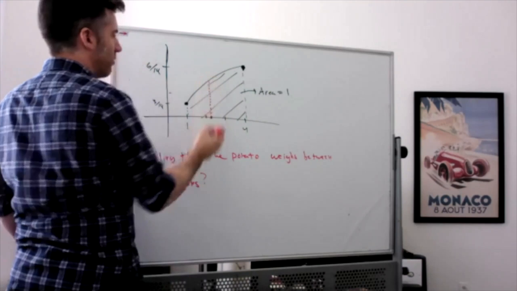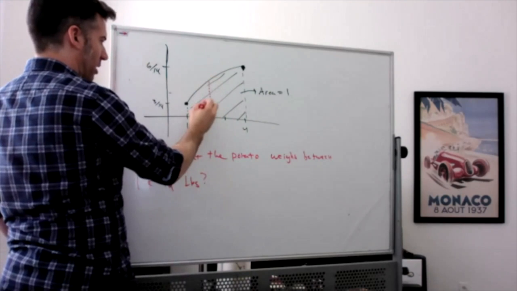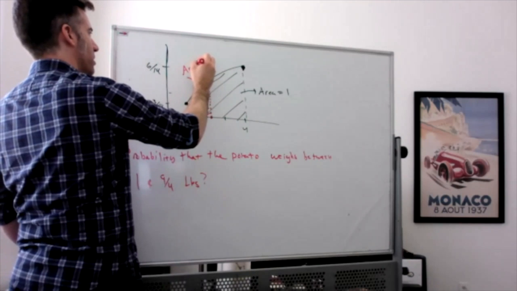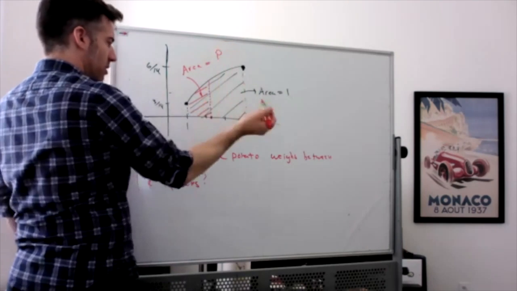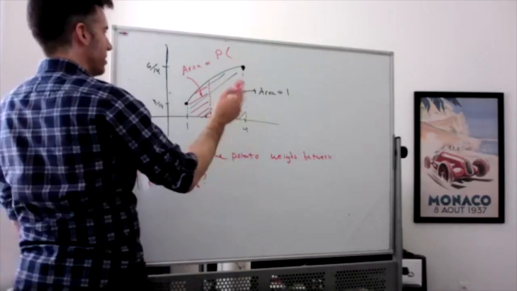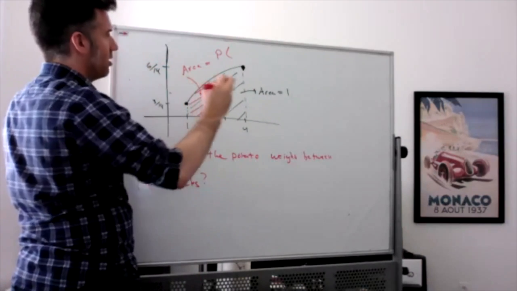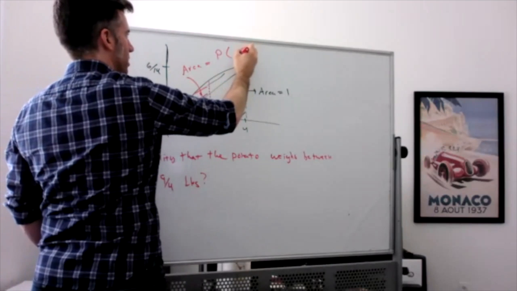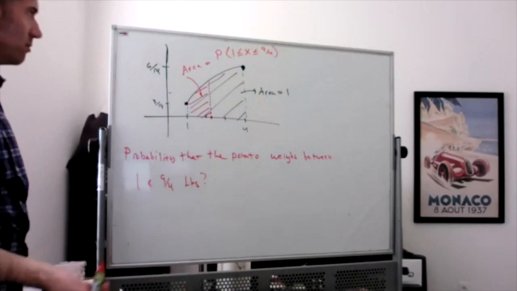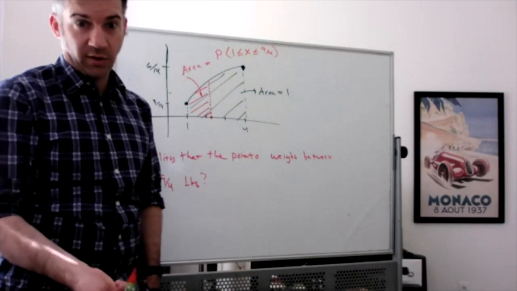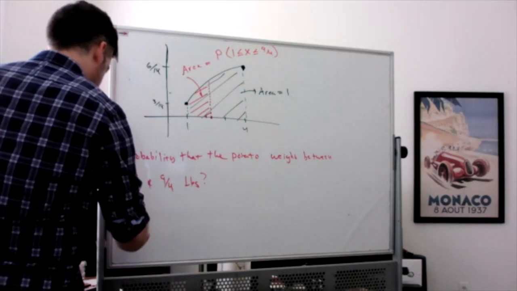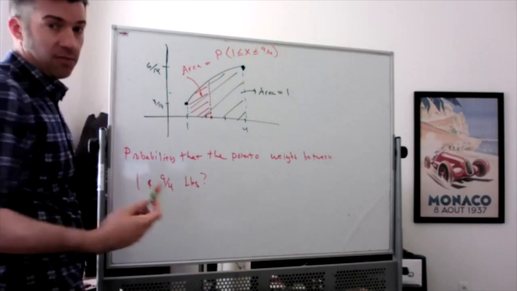And so the probability of that is just going to be how much of the area we have. So whatever that area is right there, that area is equal to the probability that our potato weight, let's call it x, that's the probability that x is between 1 and 9/4. Well, we know how to find the area under a curve between 2 points. We use an integral. So that's going to be the integral from 1 to 9/4 of the same probability density function.